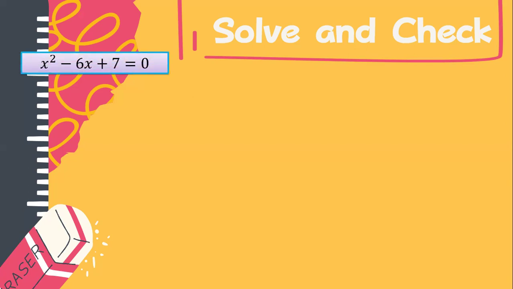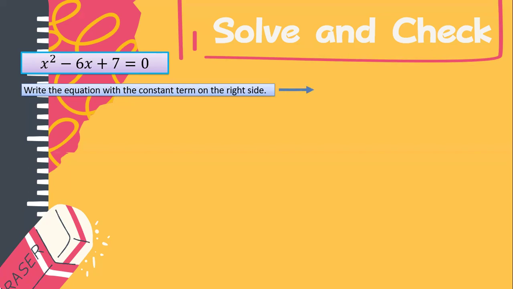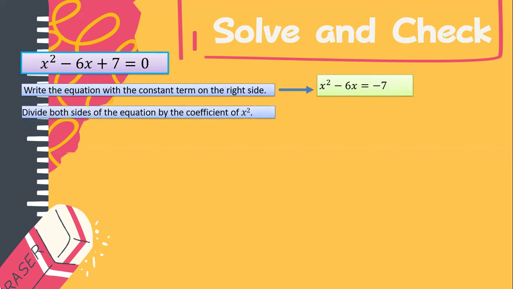So we write the equation with the constant term on the right side. Again, the constant here is 7, so we write that on the right side. That becomes x squared minus 6x is equal to negative 7. Then divide both sides of the equation by the coefficient of x squared. The coefficient of x squared is 1, so we divide both sides by 1.